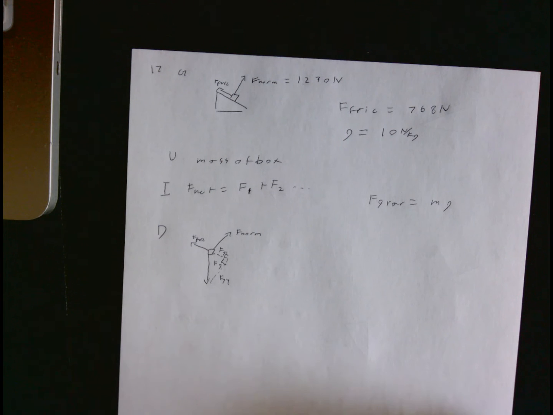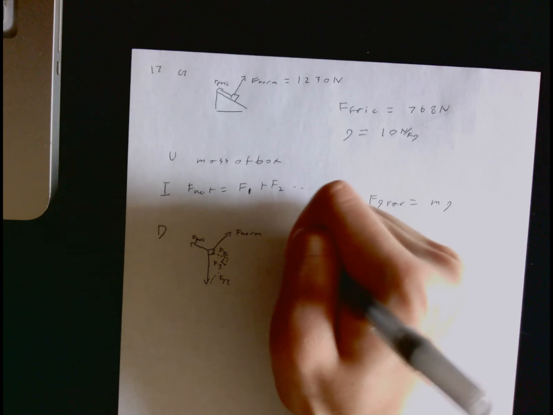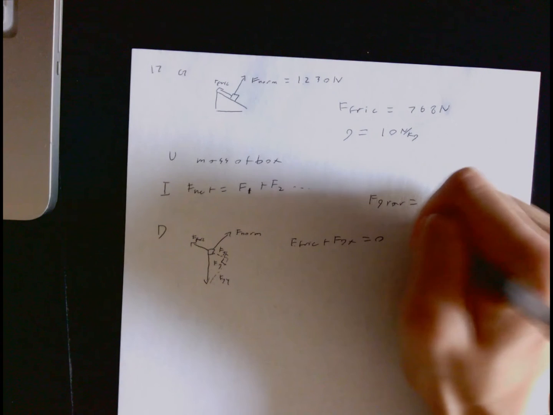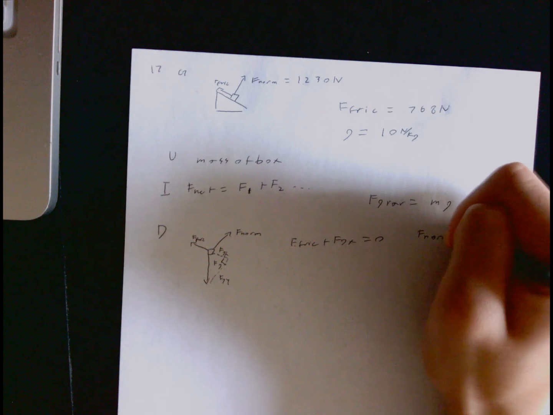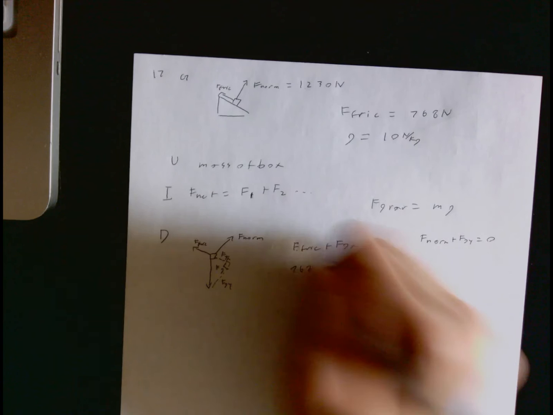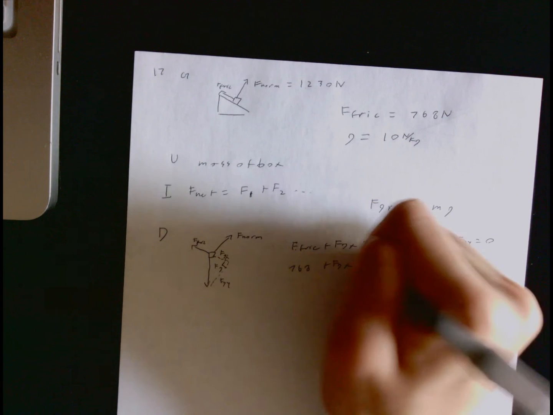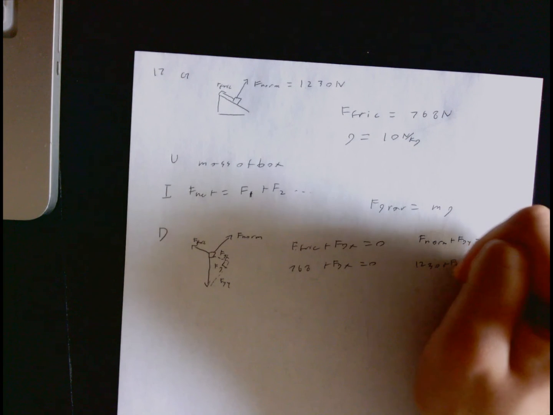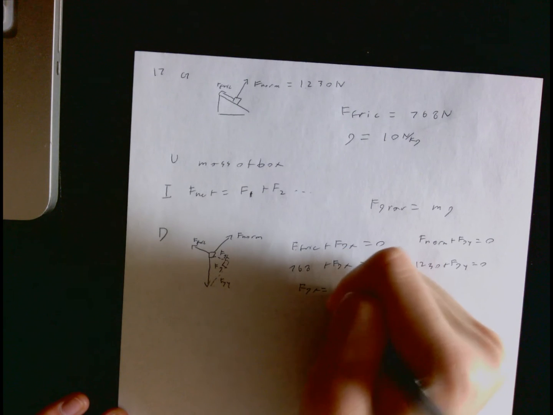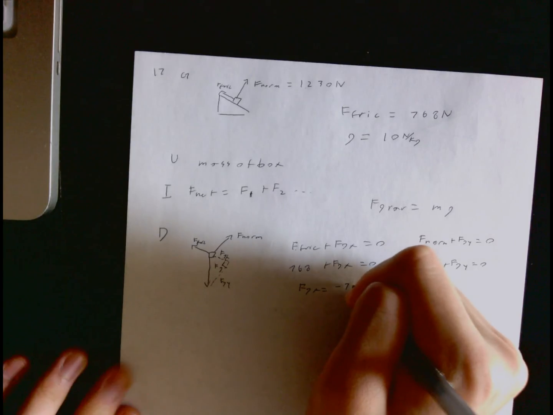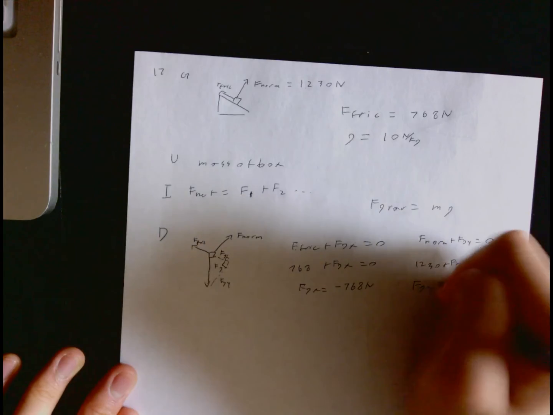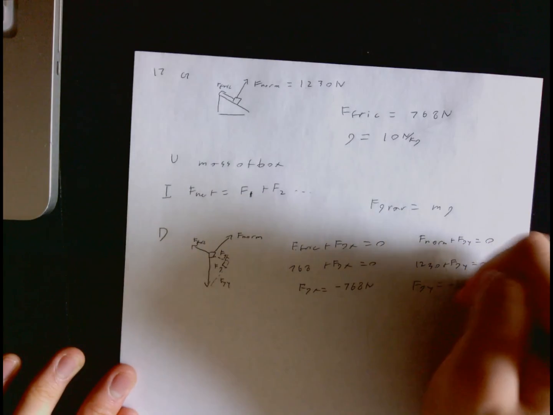And so, since the net force must be 0, that means F fric plus FGX is equal to 0, and that F norm plus FGY equals 0. And so filling in the values, 1,230 plus FGY equals 0. We're given that FGX is equal to negative 768 newtons, and FGY is equal to negative 1,230 newtons.